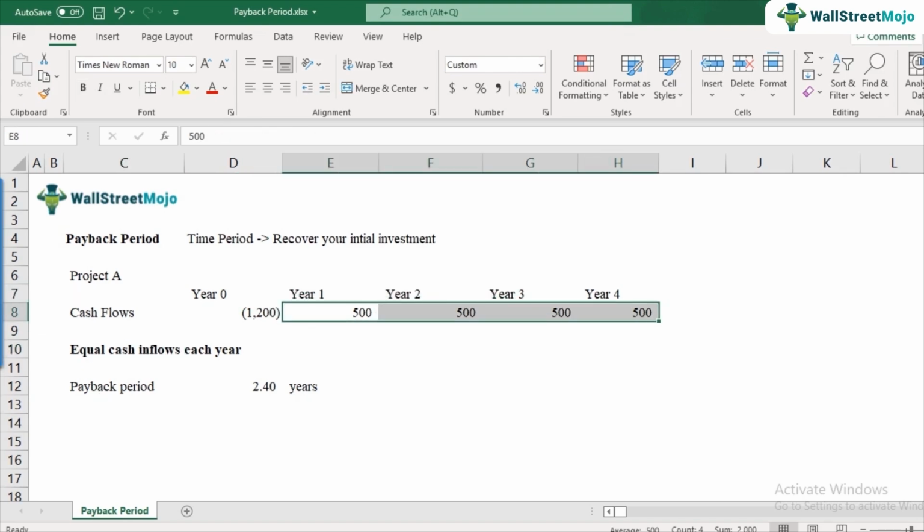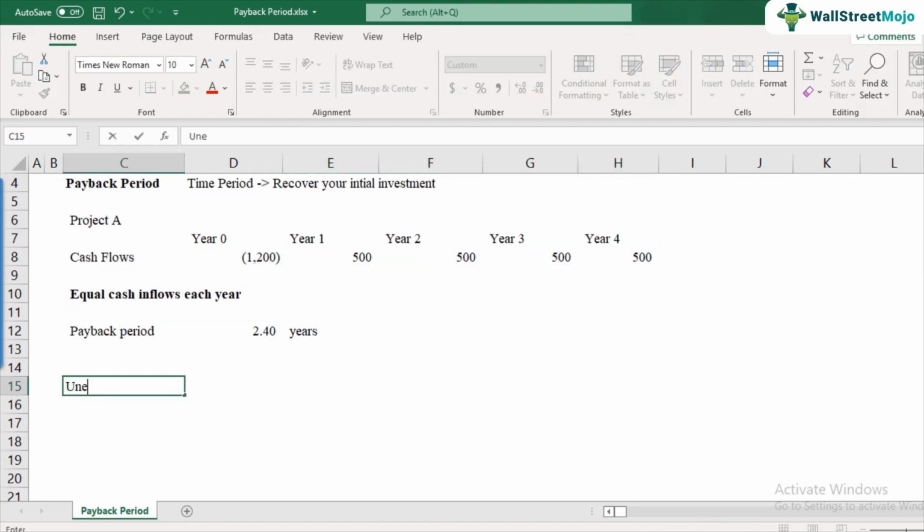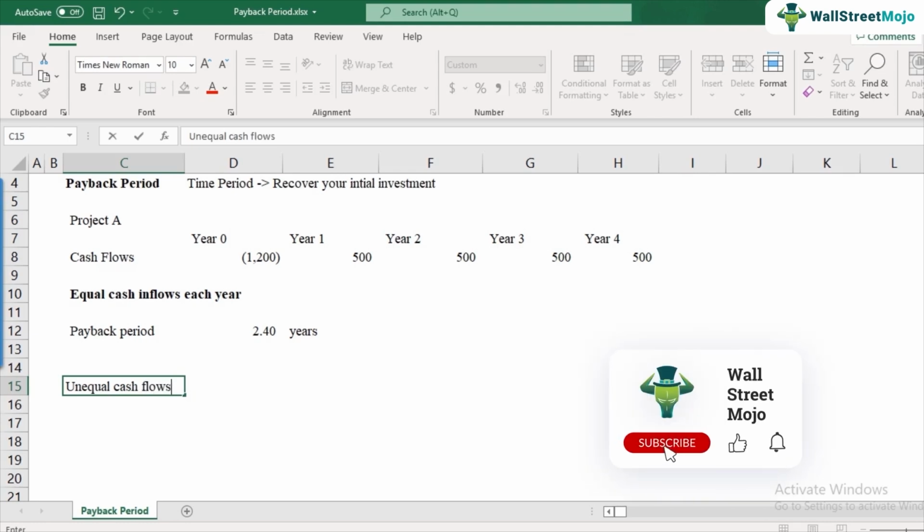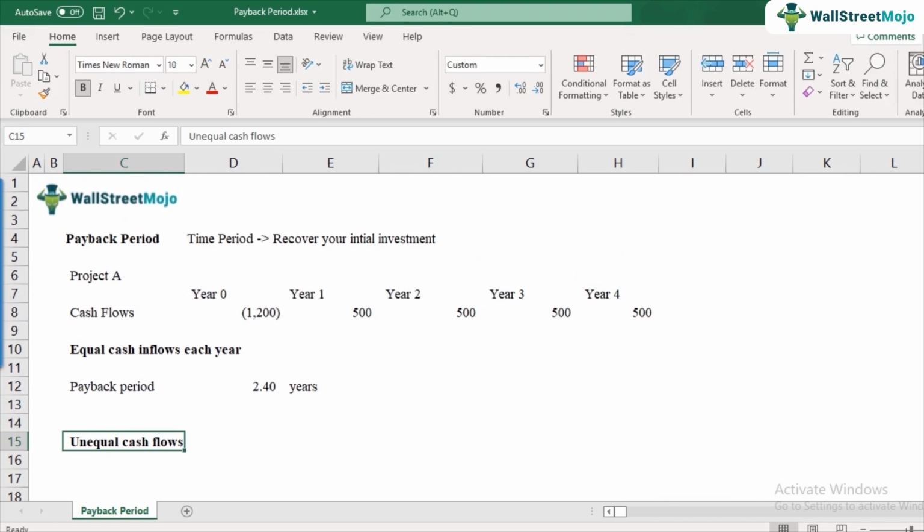So calculation of payback period with equal cash inflows each year, like $500 each, was a fairly simple process. But how about unequal cash flows? What will be the formula in that case? Let's understand how to go about calculating payback period for unequal cash flows.